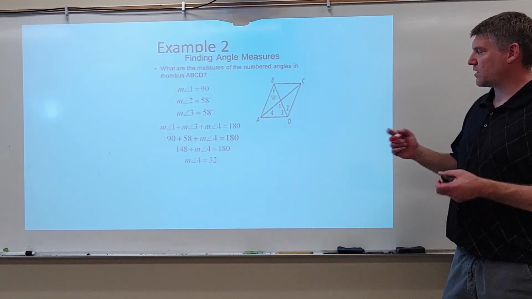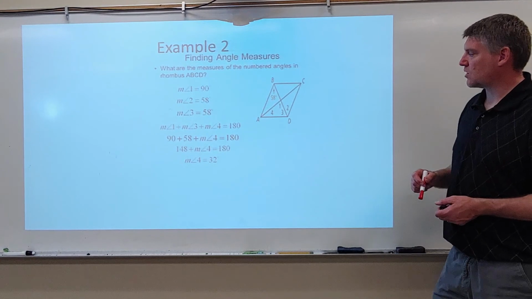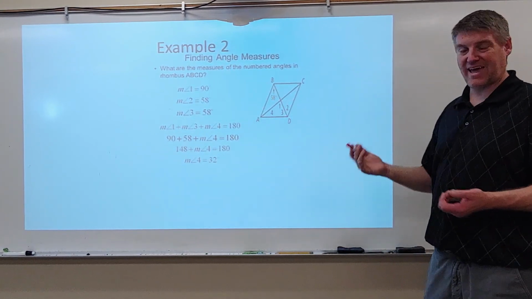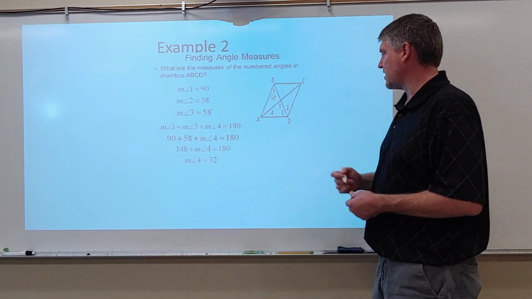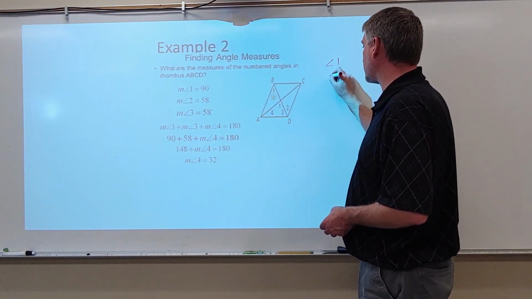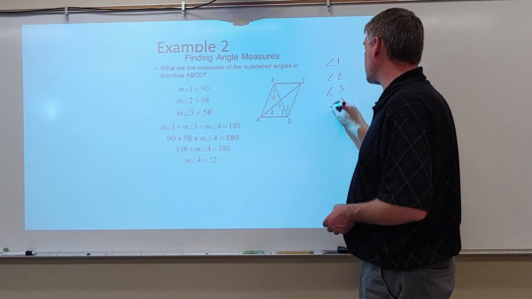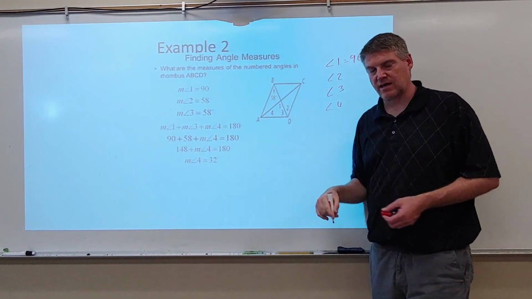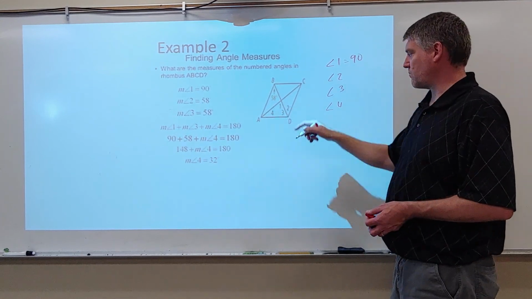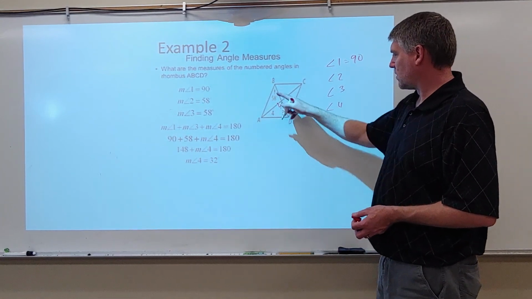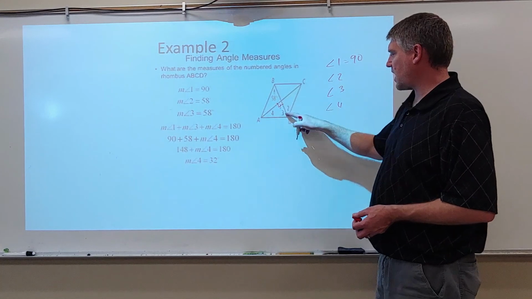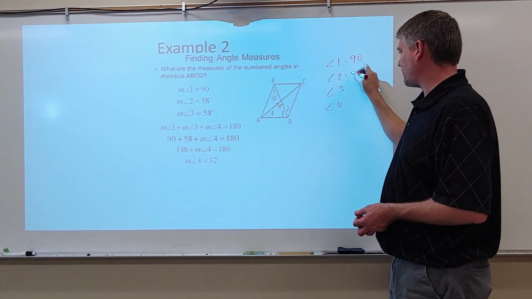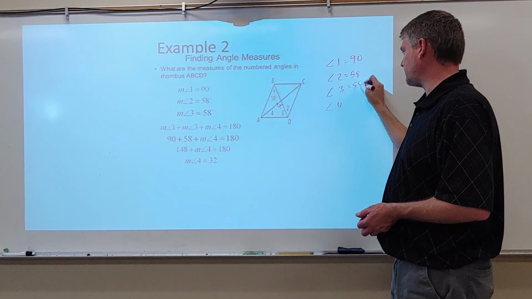Okay? So here I have angle measurements. If I know that this is a rhombus, and this is 58, I actually can fill in a lot of other information. So I have angle 1, angle 2, angle 3, angle 4. Angle 1 is 90 degrees, right? The diagonals are going to form right angles, so that's a right angle. Well, remember, these opposite angles have to be the same, so they are actually going to be 58 and 58.